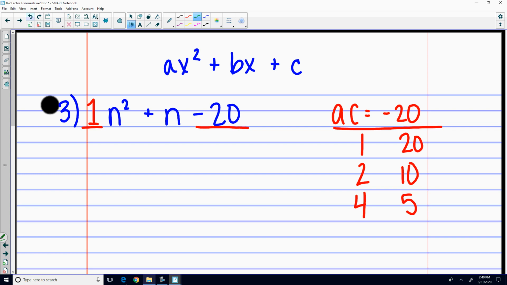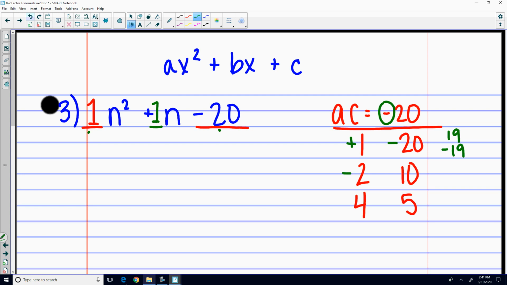That number in the B position is also a 1. So remember, they have to multiply to A, C, and add to B. So I need to find something that multiplies to 20 but adds to a 1. Okay, I have a negative here though. So to be negative, one of my 2 terms has to be negative. So if I think of 1 and 20, if I make the 1 negative and 20 stays positive, because negative 1 times 20 is negative 20, then I would get, if I added them together, a positive 19. But if I make the 20 negative, I would get a negative 19. Neither one of those adds to 1.